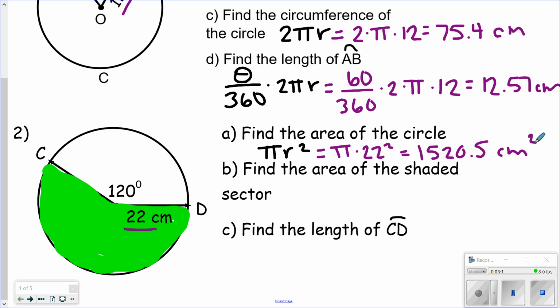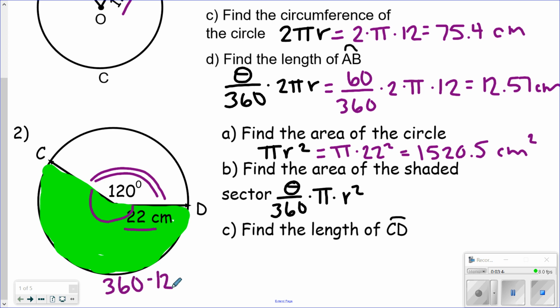Next, we want to find the area of the shaded sector, everything that's in green. So for the area of a sector, the equation is theta divided by 360 times pi r squared. So we want to focus on this angle measure right here, theta. Well, we don't know what theta is. What we do know is that this degree measure is 120. So if I take 360 and subtract 120, I would then find theta here. And when I plug that into my calculator, we get 240.